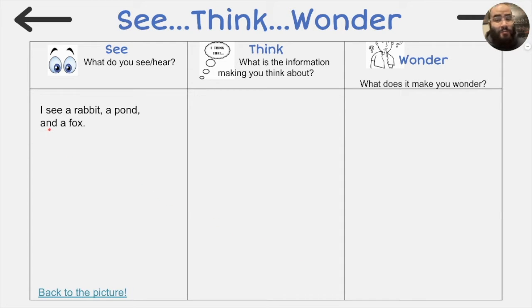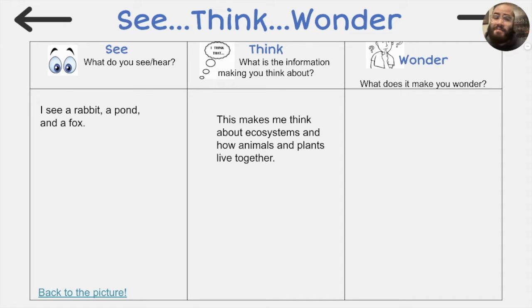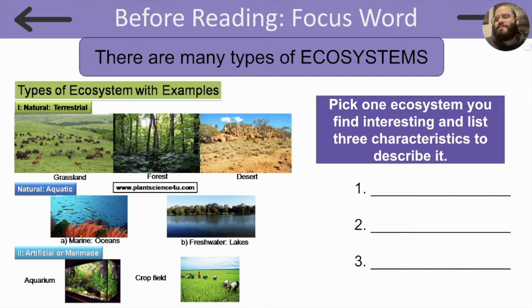I see a rabbit, a pond, and a fox. This makes me think about ecosystems and how animals and plants live together. I wonder if this is a forest or a lake ecosystem. I'm not sure. There are many types of ecosystems.